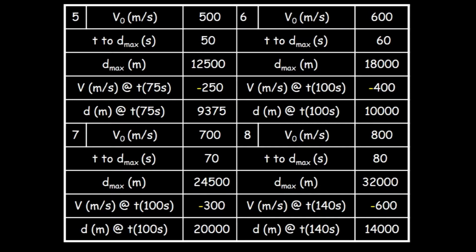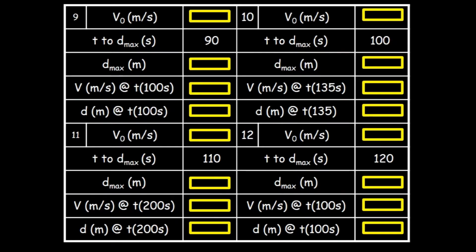Okay, the next group of problems, 9, 10, 11, 12, I will give you time to d max, and then you'll have to give me everything else. So the first one is 90, and it would be obvious to me, and hopefully to you by now, that the initial velocity would be 900 meters per second.